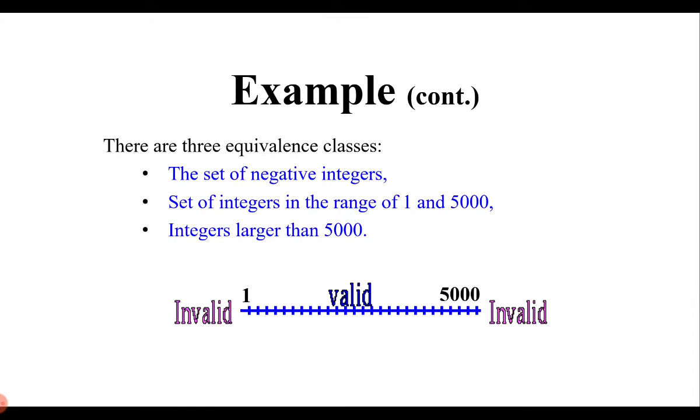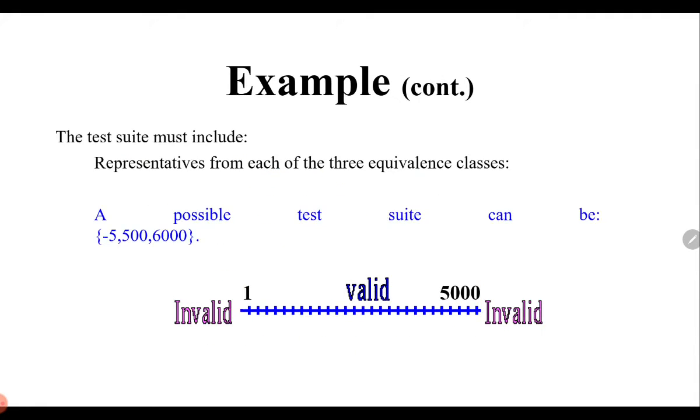So here, as already mentioned, there will be three different types of equivalence classes. First of all, the set of negative numbers, which means this section. Then the set of integers in the range of 1 to 5000, which is the valid set, and the integers which are beyond 5000. So these classes we have already categorized, and now we shall only be evaluating those values from the equivalence class which is the valid one.